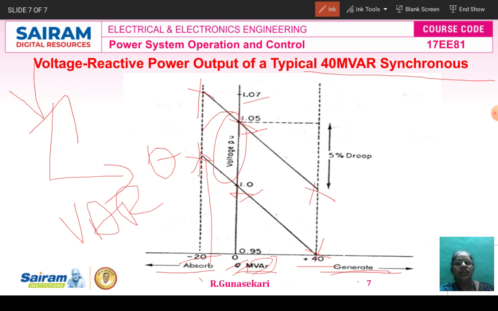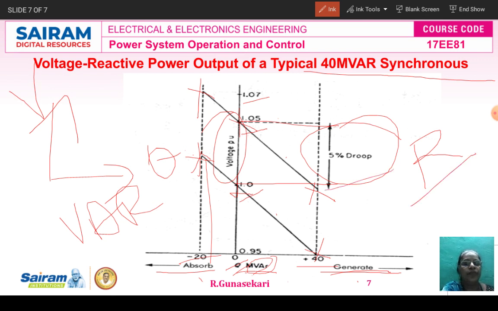So you see this is 1, this is 1.05. What is the drop equal to? 5% drop. 5% drop or droop, both are the same. 5% droop means, as in a generator, droop is the speed regulation of the generator. So 5% droop. This is the voltage versus reactive power output in MVAR; we are taking a 40 MVAR compensator, that's why the range is minus 20 to 40.